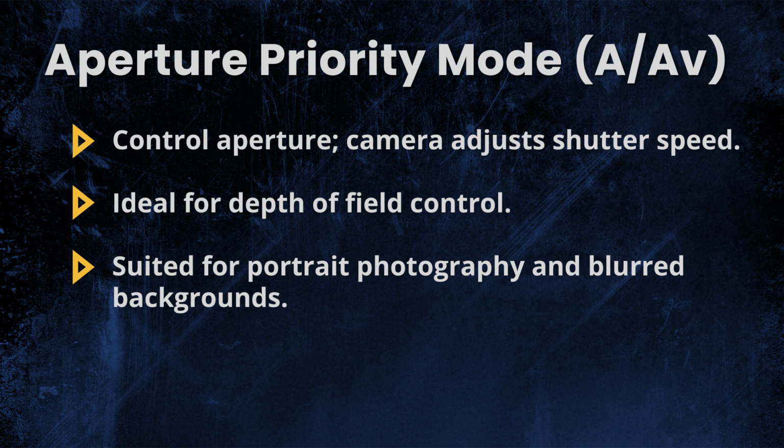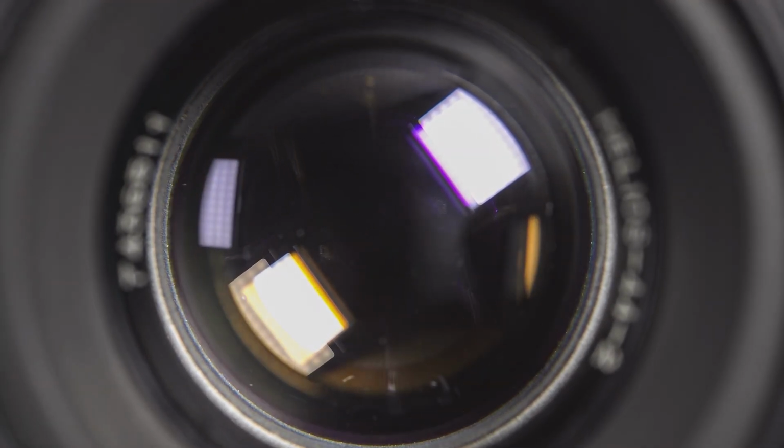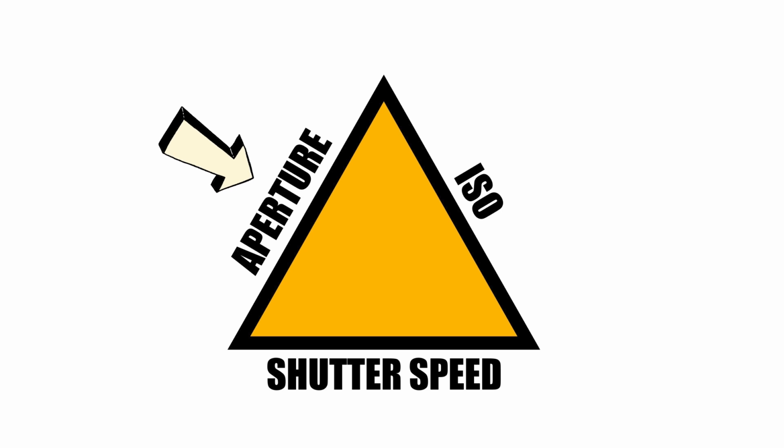Aperture Priority mode is great for when you want to control the depth of field in your photos, which is how much of the scene is in focus. For example, in portrait photography, you might want a shallow depth of field to blur the background and make your subject stand out. And by setting a wide aperture, you can achieve that look. And the camera is just going to make sure it sets the shutter speed appropriately. With Aperture Priority, you're directly influencing one side of the exposure triangle, that's the aperture, while the camera adjusts the shutter speed to balance the exposure.